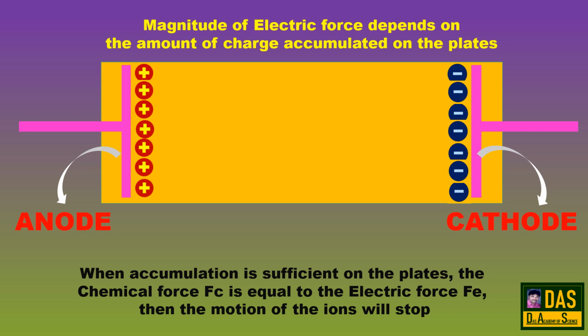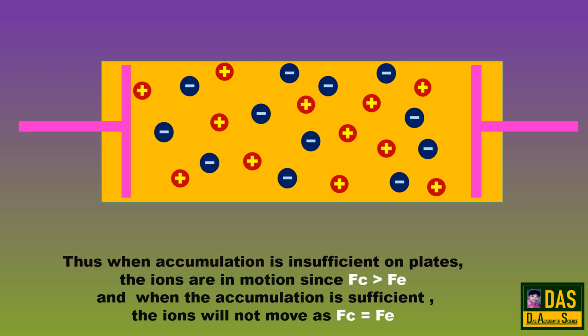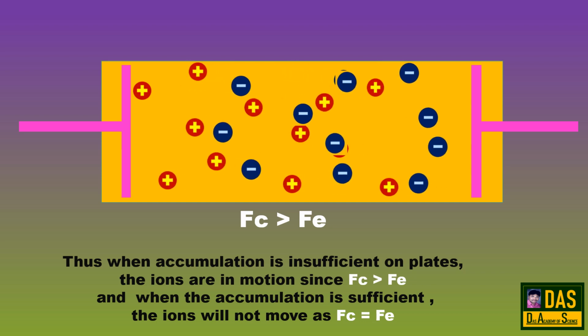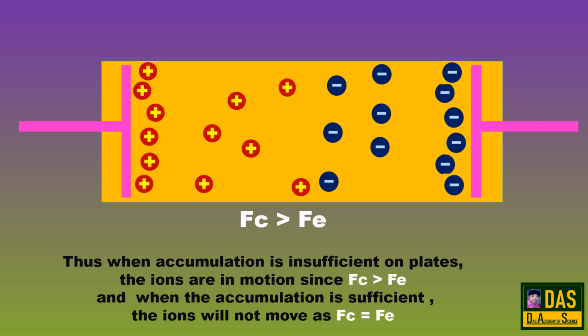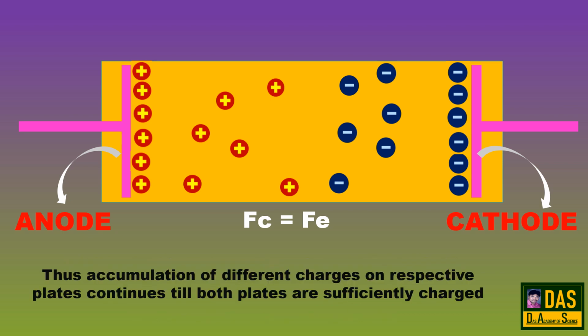When the accumulation is sufficient on the plates, the chemical force is equal to the electric force, then the motion of the ions will stop. Thus, when accumulation is insufficient on plates, the ions are in motion since Fc is greater than Fe. And when the accumulation is sufficient, the ions will not move as Fc is equal to Fe. Thus, accumulation of different charges on respective plates continues till both plates are sufficiently charged.